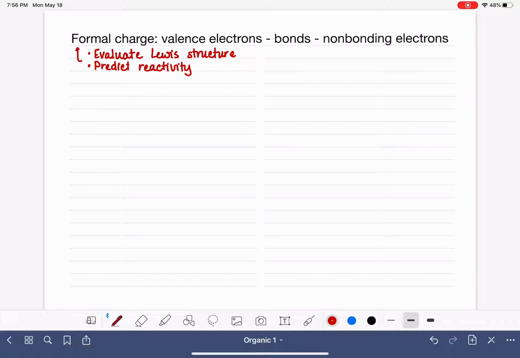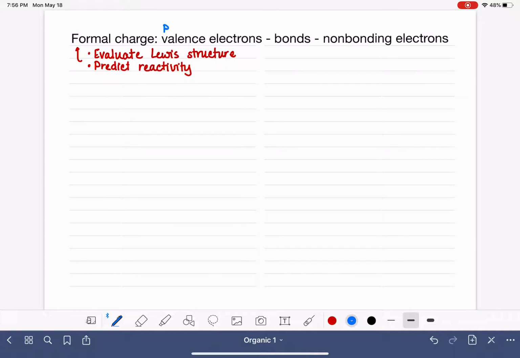To calculate the formal charge of an atom in a molecule, we use this equation: the number of valence electrons for the atom minus the number of bonds around the atom and the number of non-bonding electrons around the atom. And when we're doing this, we're looking at the Lewis structure, counting the bonds and the non-bonding electrons. Let's talk a little bit about the valence electrons, the bonds, and the non-bonding electrons.